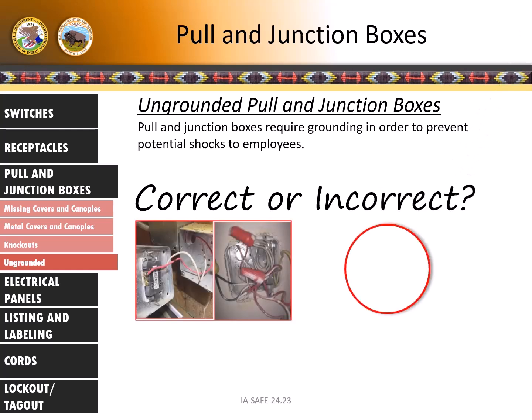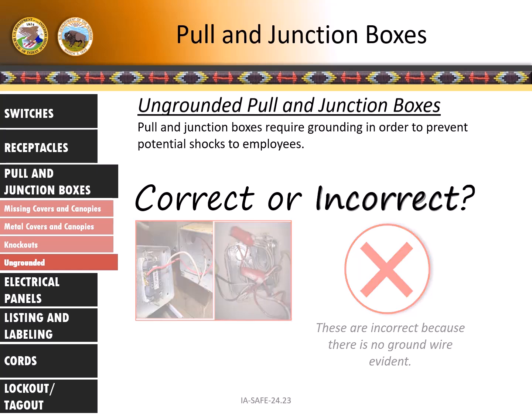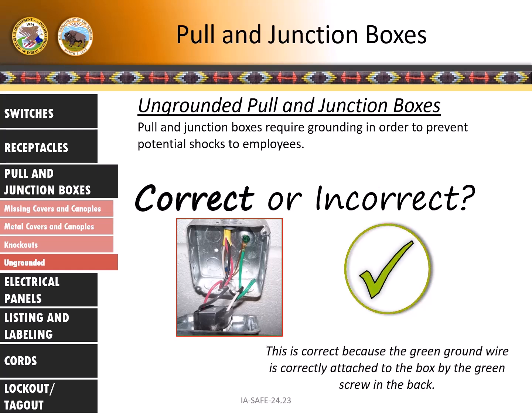Are these examples correct or incorrect? These are incorrect because there is no ground wire evident. Is this example correct or incorrect? This is correct because the green ground wire is correctly attached to the box by the green screw in the back.